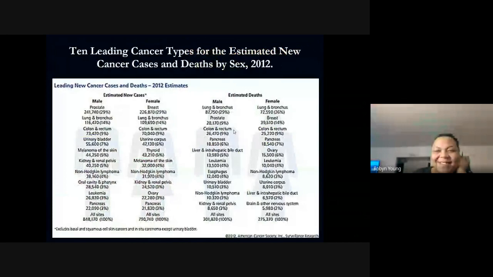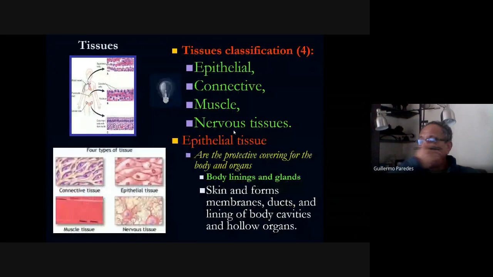Everybody? All right, so now, talking about tissues. We have four tissues. Don't forget that. Epithelial tissue, connective tissue, muscle tissue, and nervous tissue. All right, so epithelial is everything that covers the body: skin, nails, hair, and the glands. Glands, so please don't forget about that. Glands are part of the epithelial tissue. Skin, nails, what else? Nails, hair, the mucus.